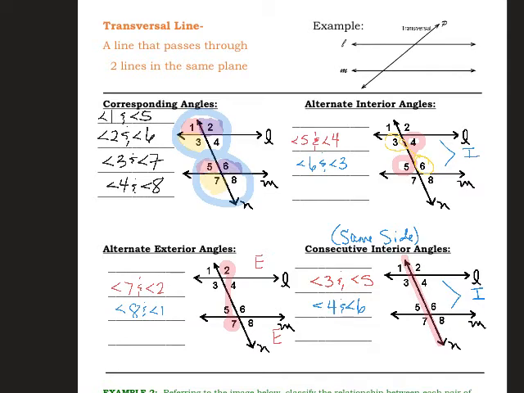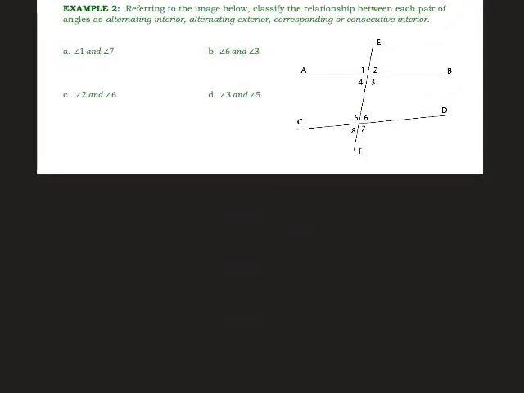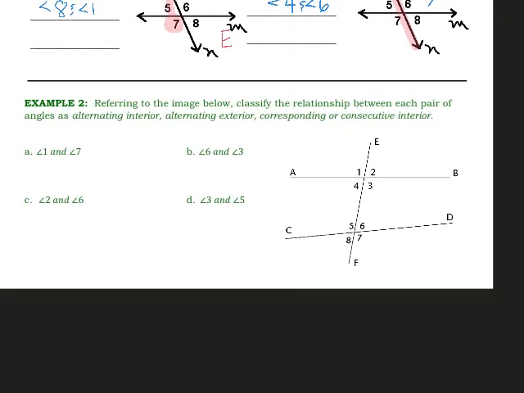All right, so let's look at the bottom real quick. The bottom, we're going to practice just at finding the angles. So it says, refer to the image below, classify the relationship between each pair of angles as either alternating interiors, alternating exteriors, corresponding, or consecutive interiors. So first thing I ever want you to do is label interior, exterior.